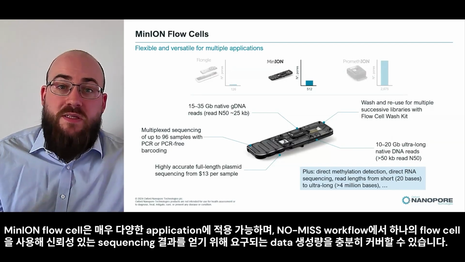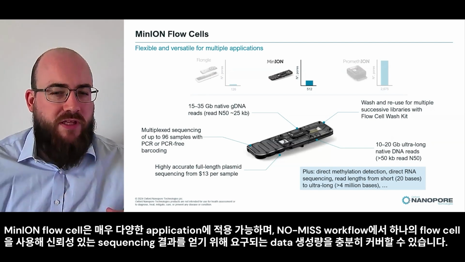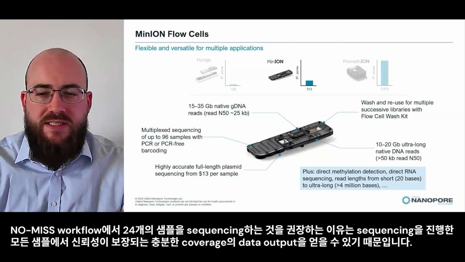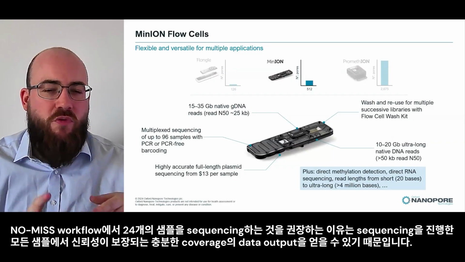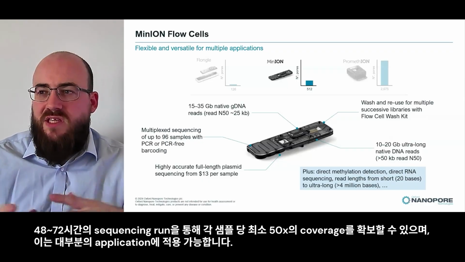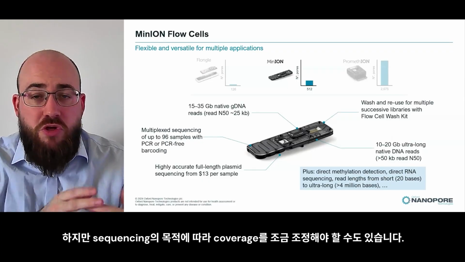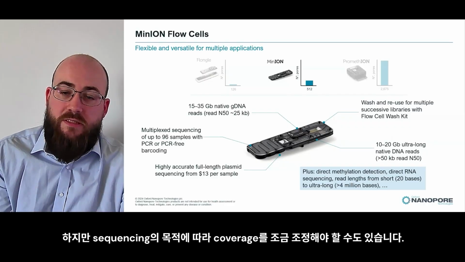Now, MinION flow cells can be used for loads of different applications. They're really flexible, but the yield fits nicely for what we're trying to do with NOMIS here, for that recommendation of 24 isolates to get us multiple isolates, high depth on one flow cell, 24 in 48 to 72 hours of sequencing. That should be giving us at least 50x coverage per sample, which will be good for most applications. But your applications might need to tinker around to get more or less, depending on what you need.